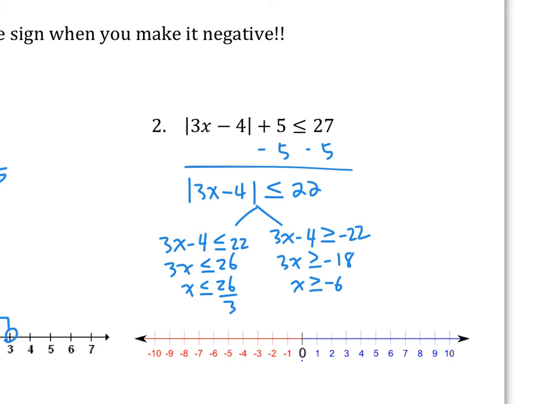Okay, let's go ahead and look at our answer. So this is greater than or equal to negative 6, less than or equal to 26 over 3. 26 over 3 is close to 27 over 3. 27 over 3 is 9, so this is slightly less than 9. Okay, again, it's in between, so I can actually write it as a compound inequality.